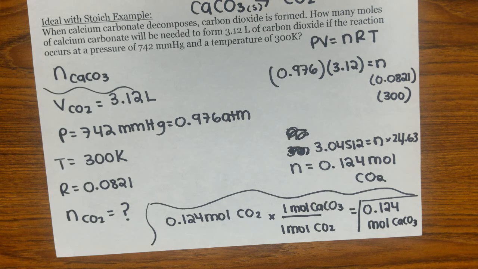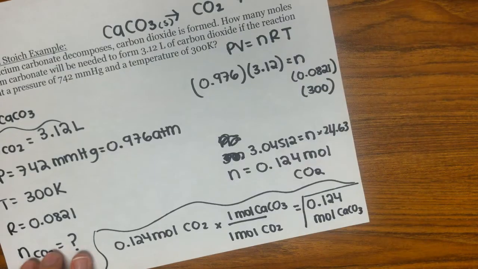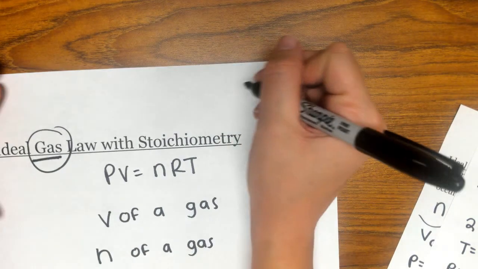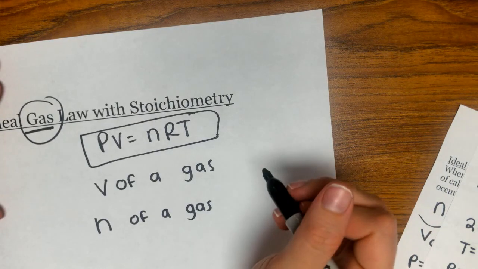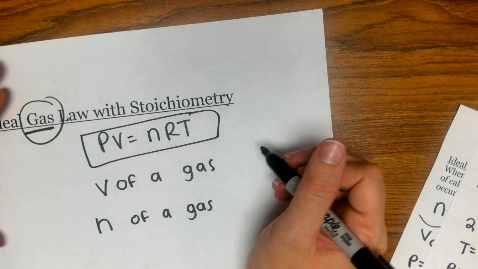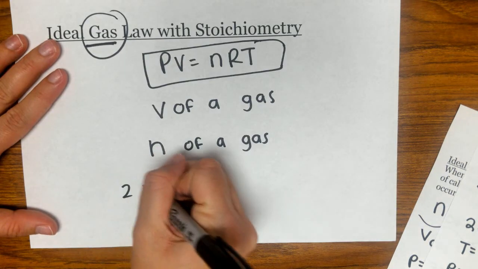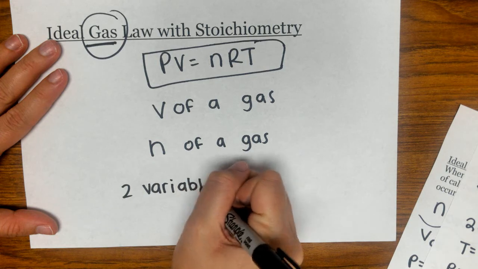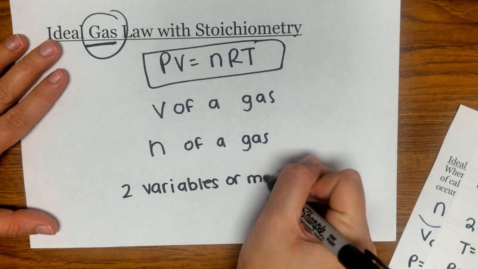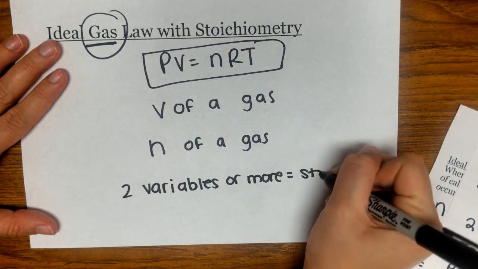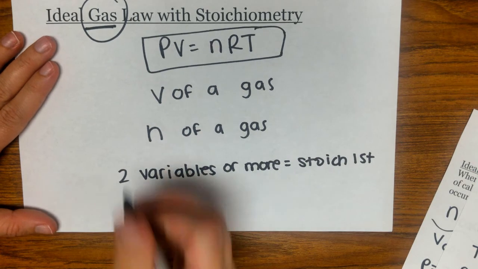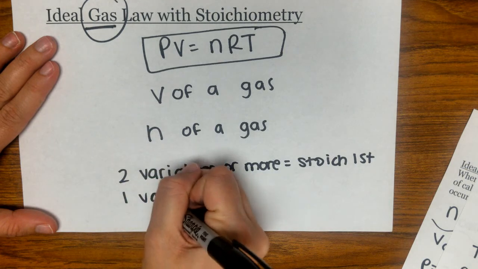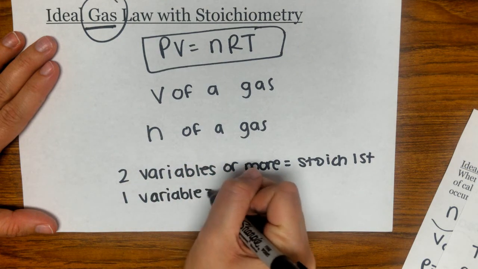Now, some hints with the ideal gas law and stoichiometry. If you're missing more than one letter from this, so let's say you're missing P and N. If you're missing 2 variables or more, you're going to use stoichiometry first. If you're missing 1 variable, you're going to do the ideal gas law first, and then stoichiometry.